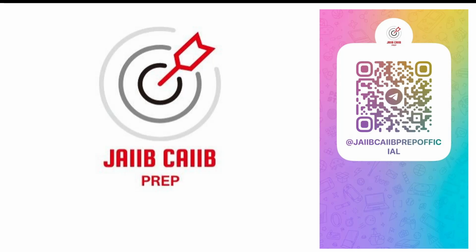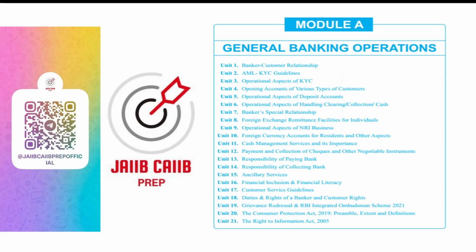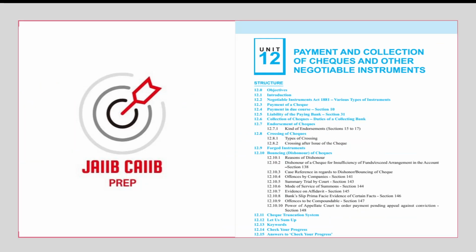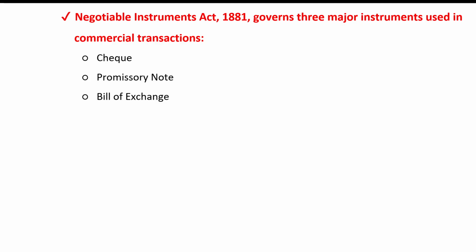In today's class, we'll discuss unit number 12, payment and collection of checks and other negotiable instruments. In this particular unit, we'll understand different types of negotiable instruments: promissory note, bill of exchange, check. How payment of a check is made, what the duties of the collecting bank are, what the liability of the paying bank is, endorsement of check, crossing of check, dishonor of checks, and we'll wind up the class by doing some practice questions. So let's begin today's class.